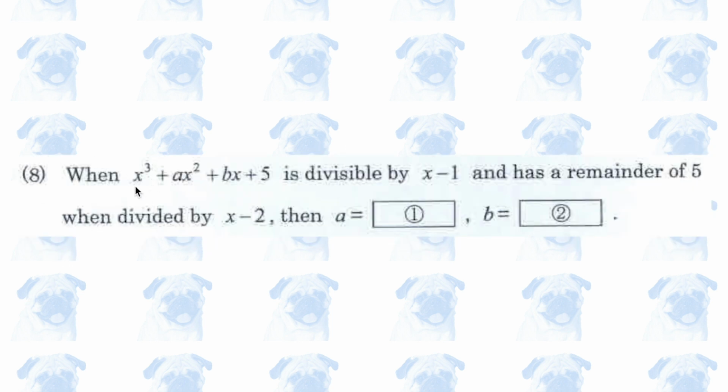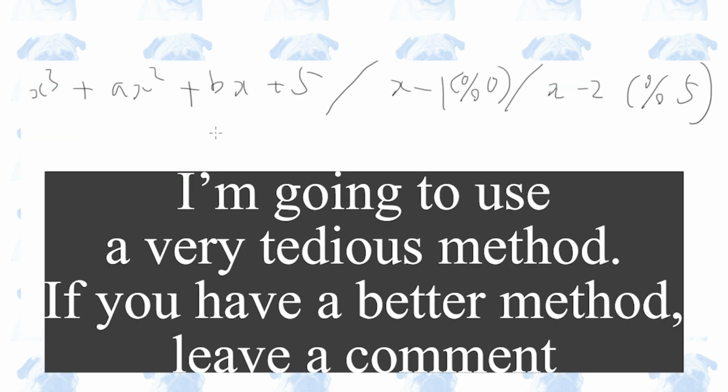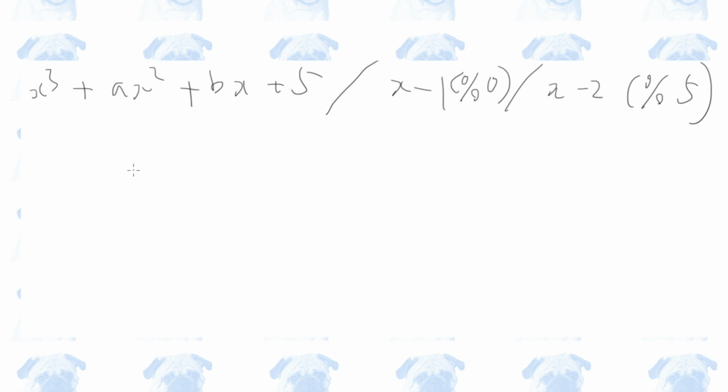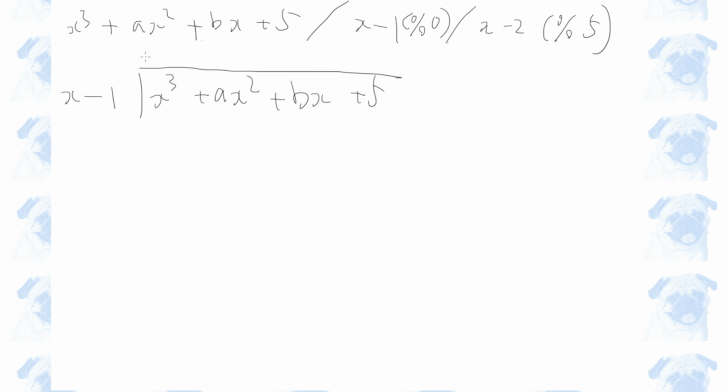Number 8. When x cubed plus ax squared plus bx plus 5 is divisible by x minus 1 and has a remainder of 5 when divided by x minus 2, then a equals blank and b equals blank. I'm sure there are much easier ways to do this, but let's try the most tedious way. That is, let's actually divide this polynomial expression with these divisors.